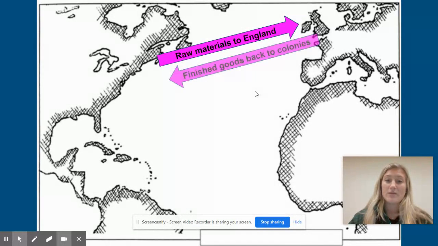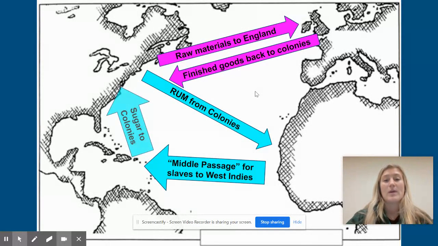So this is what we covered in class. Okay, we have raw materials coming from the colonies to England being sold for low prices. We then have these finished manufactured goods from England being sold back to the colonies, however, at higher prices.